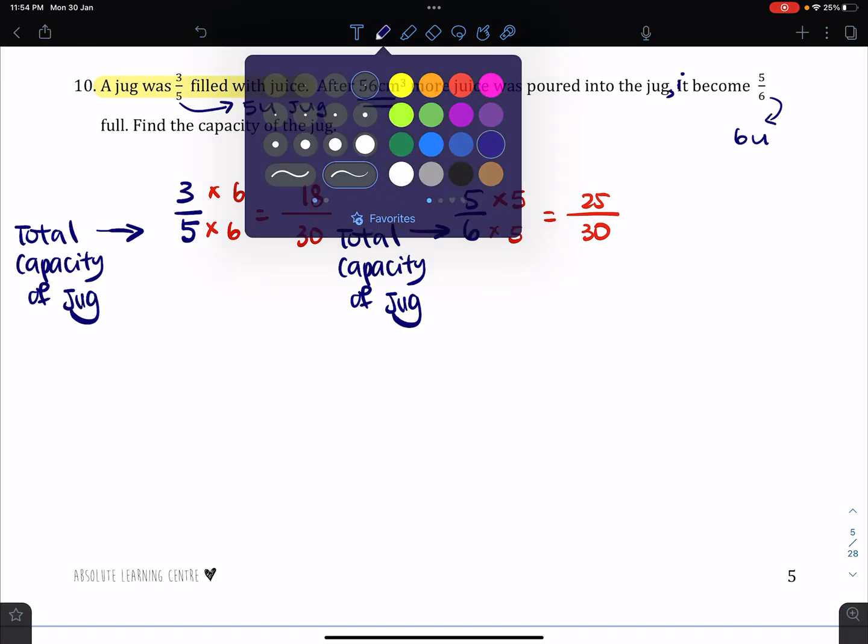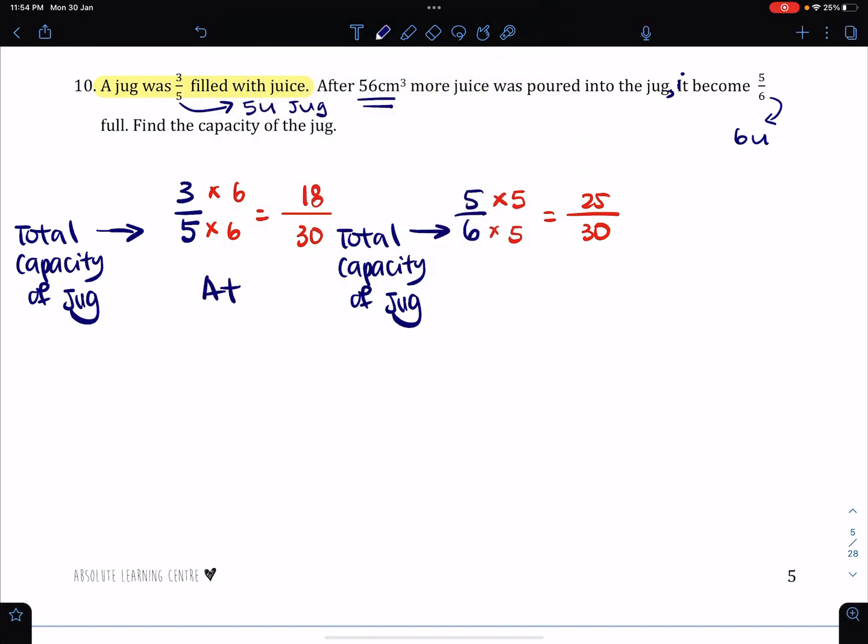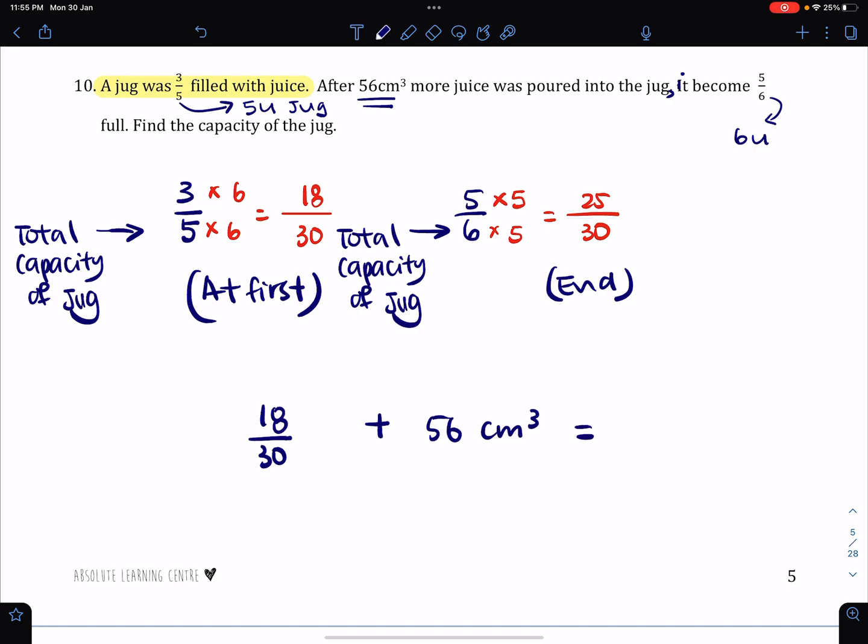So this is what you have at first, 18 out of 30. And this is what you have in the end, 25 out of 30. Do you think you can compare them? So 18 out of 30 of the jug, which is the 18 units, plus 56 centimeter cube of juice gives you 25 out of 30 of the jug.